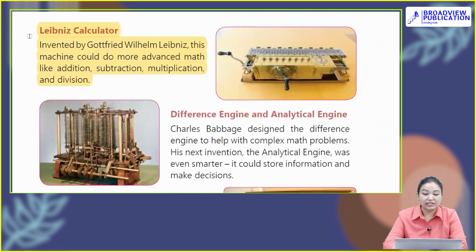The next invention was the Leibniz calculator, invented by Gottfried Wilhelm Leibniz. This machine could do more advanced math like addition, subtraction, multiplication and division. Now some more devices were made like this. This is your Leibniz computer. It was used to do so many calculations like addition, subtraction, multiplication and division.